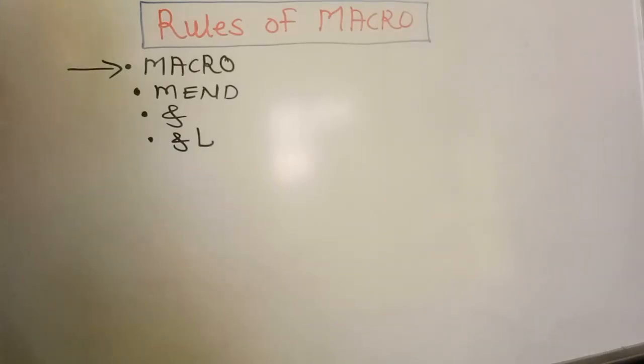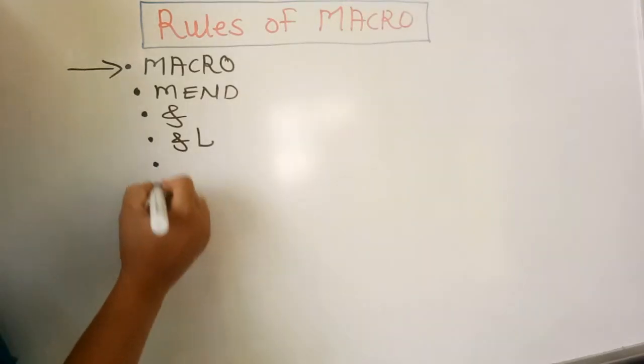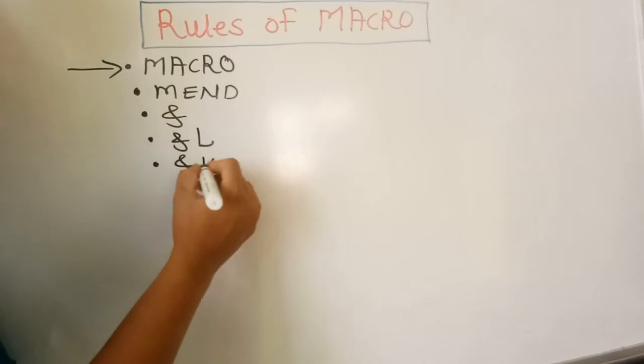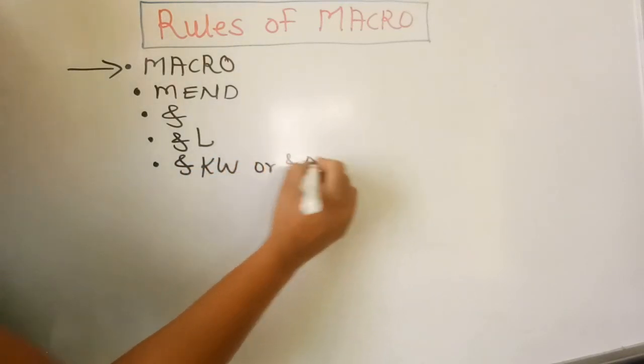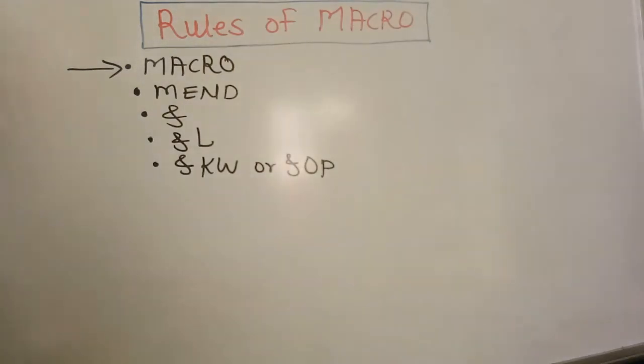Next, what is the rule for keyword parameters? Every keyword parameter will start with ampersand KW, or you can write ampersand operand. Okay, so these are some of the rules related to the macro that we are listing.